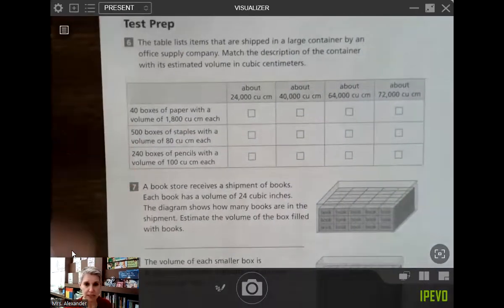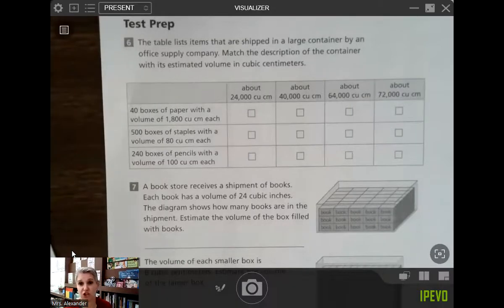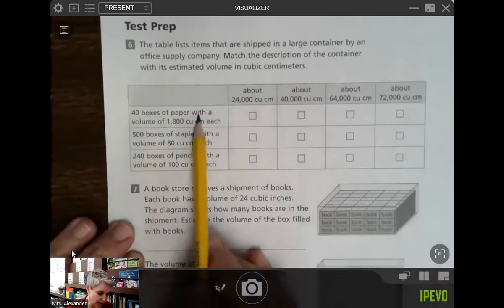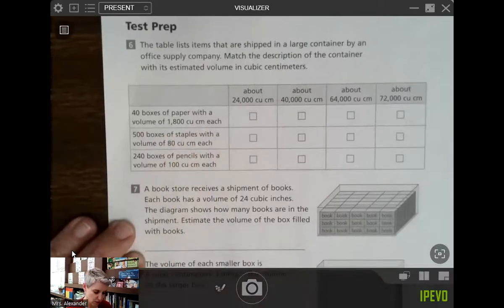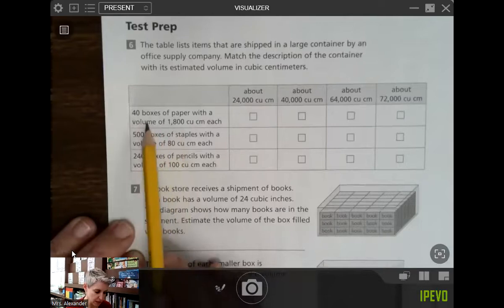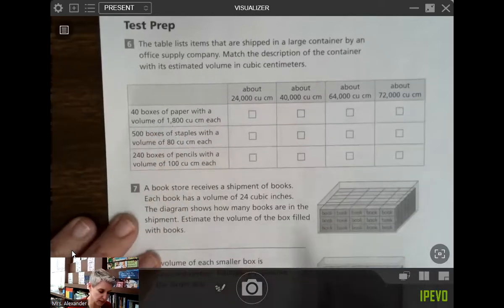The first part says the table lists items that are shipped in a large container by an office supply company. Match the description of the container with its estimated volume in cubic centimeters. 40 boxes of paper with a volume of 1,800 cubic centimeters each. 40 boxes, 1,800 cubic centimeters each.